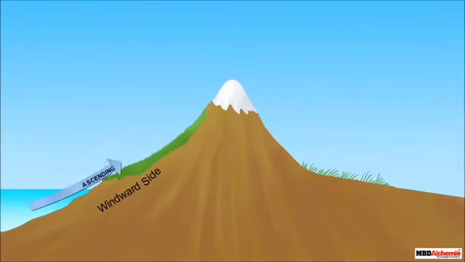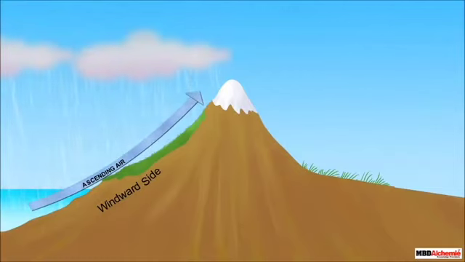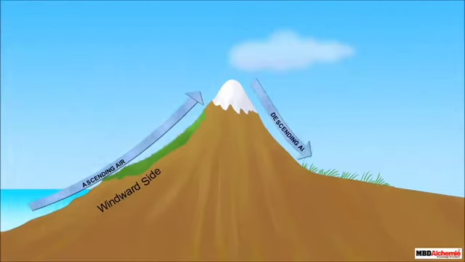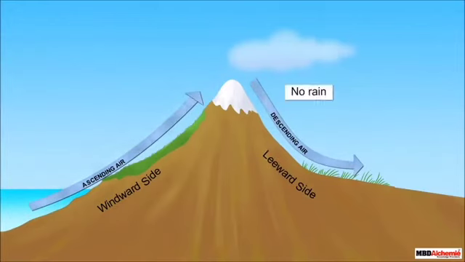Similarly, the presence of mountains as a relief feature can block the rainfall or wind, and can act as a climatic barrier. The windward side gets heavy showers and the leeward side remains almost rainless, or a rain shadow.